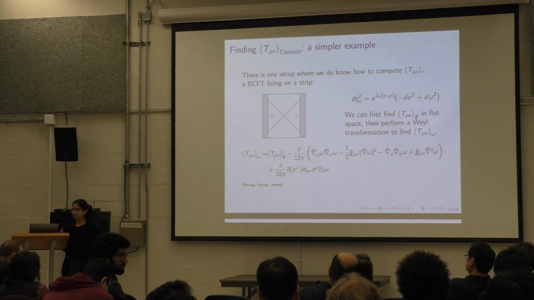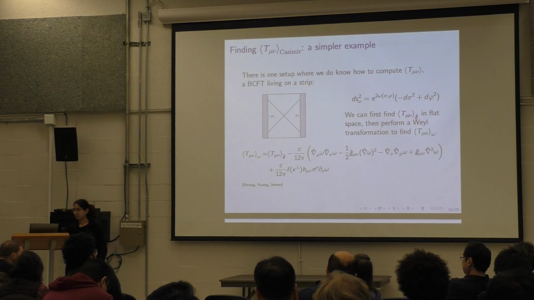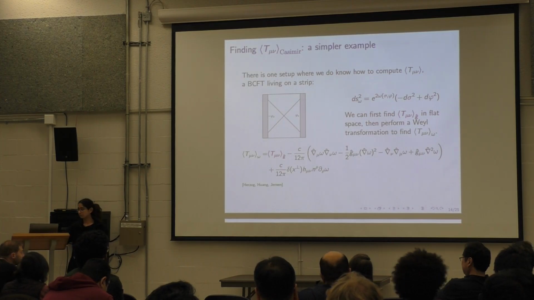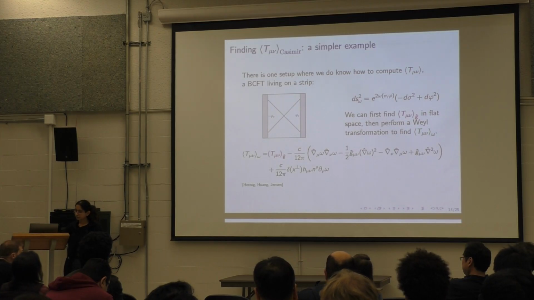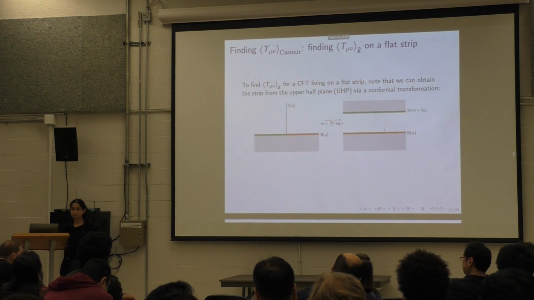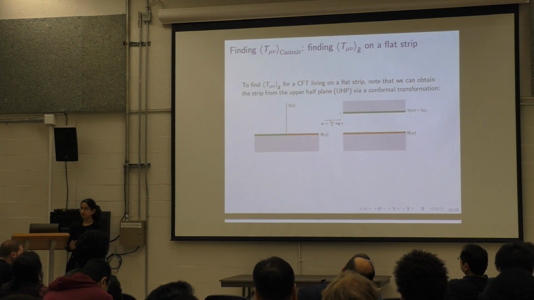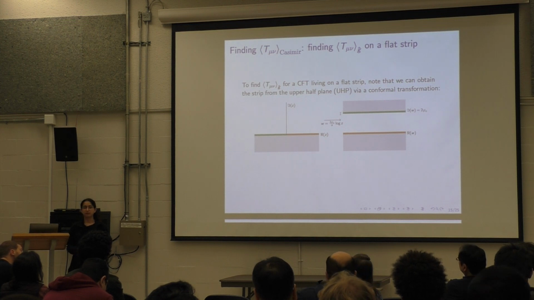So we can first find the expectation value of the stress tensor in flat space on this metric, and then perform a Weyl transformation to find the expectation value of the stress tensor in curved space. For doing that, I've written the formula here below. Our goal is to find this expectation value of the stress tensor that is in there. So how do we find it for a CFT living on a flat strip?